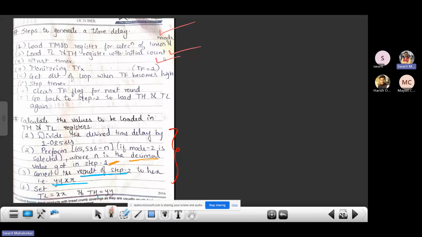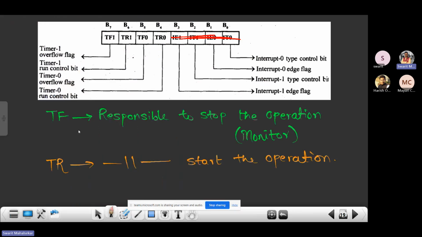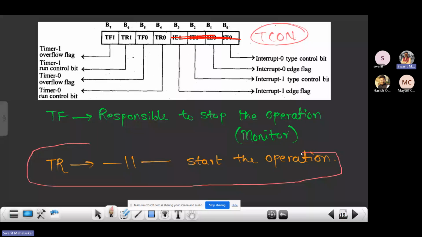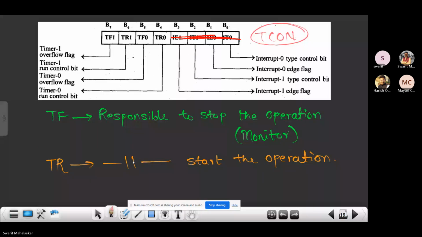As I had mentioned earlier, there is one register that is TCON. This is my TCON register, and inside it there are 4 important bits. As such, it has total 8 bits, but we need to focus upon these 4 bits only. This particular bit, TR bit, is responsible to start the operation. And in our case, the operation is the timer operation, which is responsible to create a delay, right?